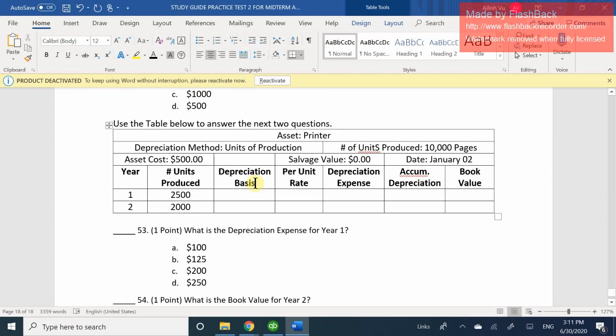Depreciation basis is the asset cost minus the salvage value. So it's still going to be 2,500. Where are you getting that? Because there's no salvage. Oh, that 500. Yeah, 2,500 is how many pages it produced that year. Oh, I'm reading it wrong. Okay. 500. Good. Looking at the wrong thing. I was too. And then the rate times years in service. So one.